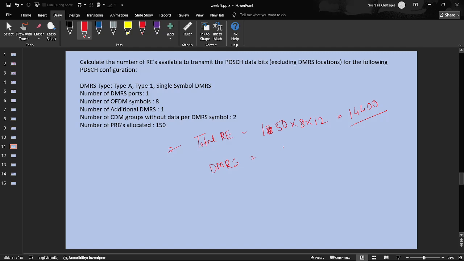What about the DMRS? Type A, type 1, single symbol DMRS. It is going to occupy the even subcarriers, right? If I talk about the PRBs, the number of PRBs is 150, and it is going to occupy 6 in each PRB, into two symbols, into two CDM groups. Two CDM groups. Okay.